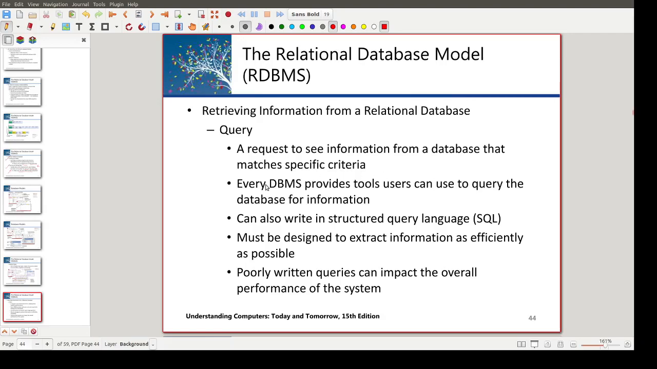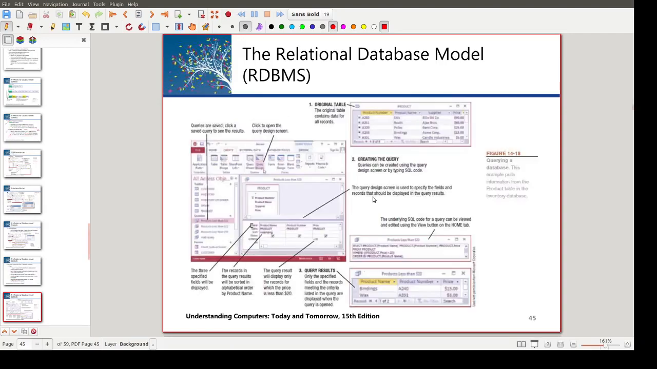Every database management system provides tools users can use to query the database for information. In addition to these tools, you can write code called SQL, structured query language, to get your queries retrieved. Queries must be designed to extract information as efficiently as possible. You don't want to write queries that take forever to execute. Poorly written queries can impact the overall performance of the system.